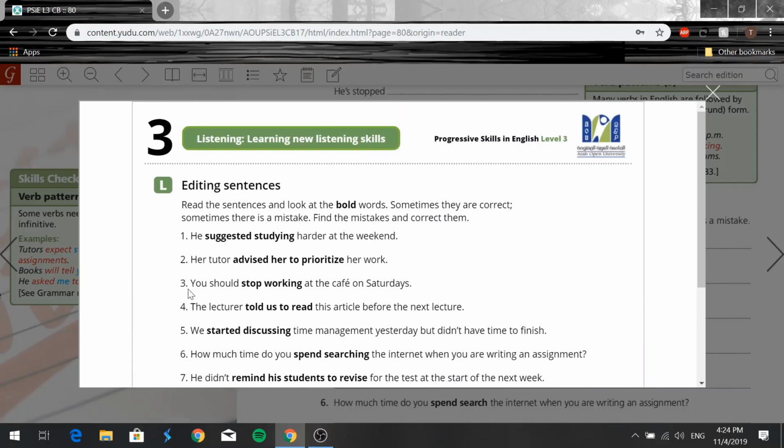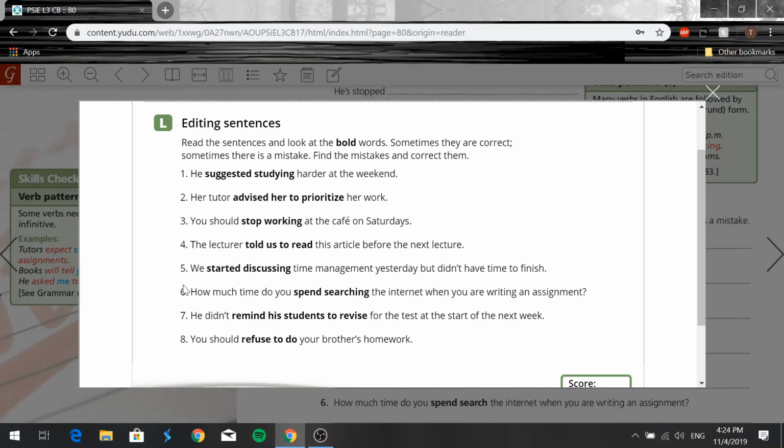Okay? So again, let's go over them one more time. 1. He suggested studying harder at the weekend. 2. Her tutor advised her to prioritize her work. 3. You should stop working at the cafe on Saturdays. 4. The lecturer told us to read this article before the next lecture. 5. We started discussing time management yesterday but didn't have time to finish. 6. How much time do you spend searching the internet when you are writing an assignment? 7. He didn't remind his students to revise for the test at the start of the next week. And 8. You should refuse to do your brother's homework.